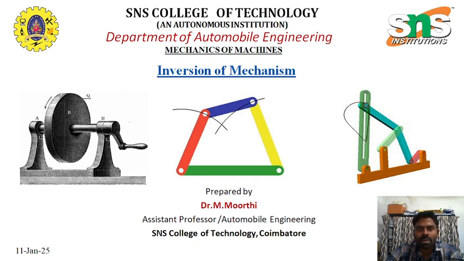As we know, a mechanism is a combination or connection of pairs or links to perform some action and to have some relative motion between the links. And if a mechanism is obtained by fixing any one of the links in the system, we can get the desired mechanism. That is the way we get the different types of mechanisms. And after that we have inversions of mechanism.